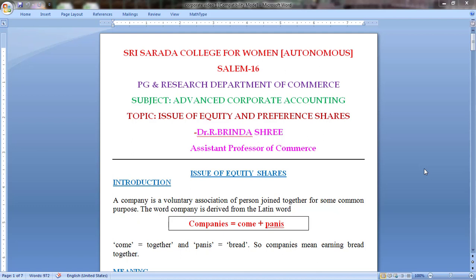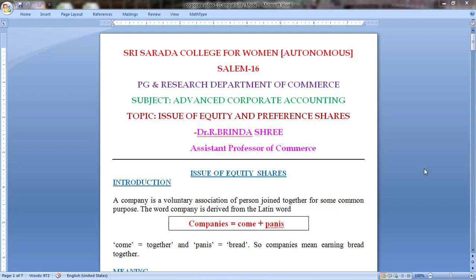Actually, the word company is derived from the Latin words cum and panis. Cum means together and panis means bread. So, the persons joined together in order to earn bread were termed as a company in olden days.